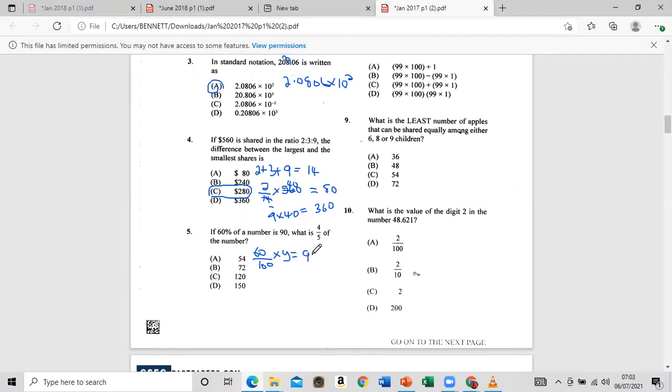So now we're going to transpose: what's being multiplied is going to be divided, and what's being divided is going to be multiplied. So it's 90 times 100, and then we divide by 6. So that's 9,000 divided by 6, which is 1,500, oh, that's 150. All right, so we know that the number is 150. So we need to find 4/5 of the number now. What's 4/5 of 150? And that would be our answer.